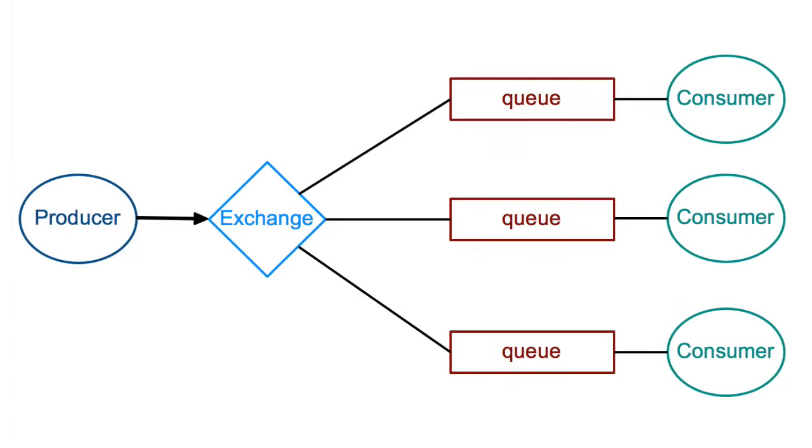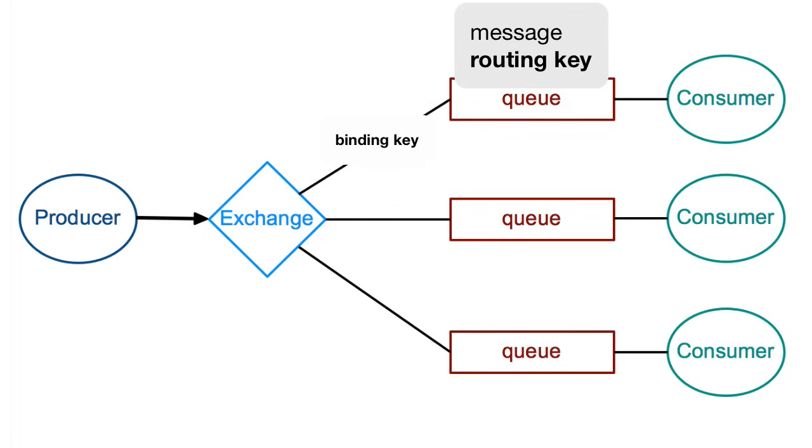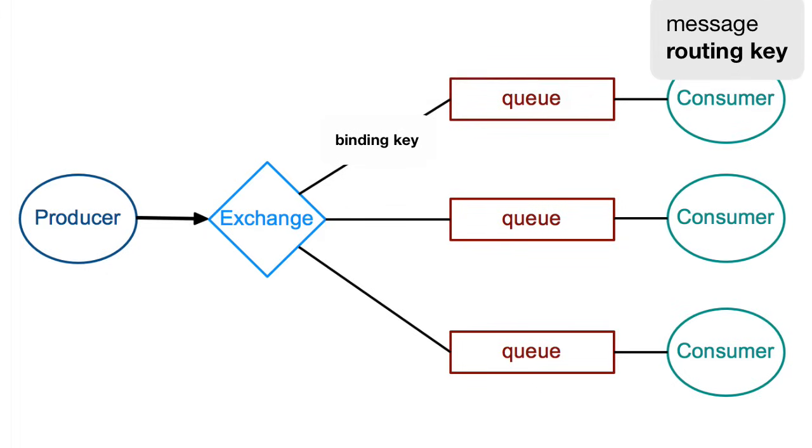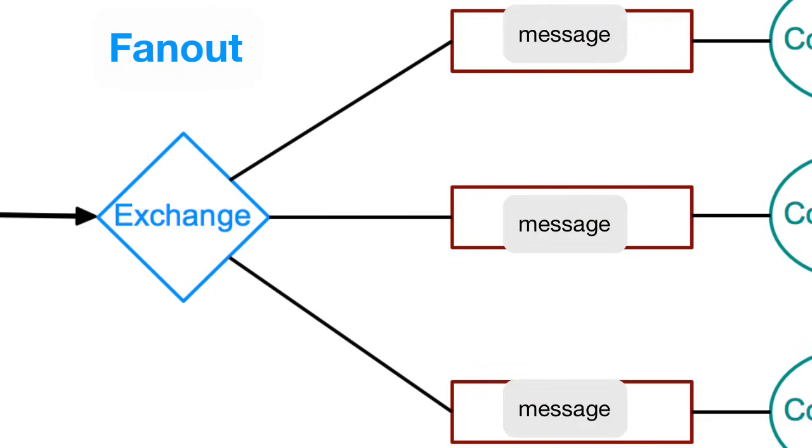To send a message, the producer needs to specify a routing key. How an exchange compares the two keys depends on the type of the exchange. The fanout simply ignores the routing key and sends the message to all the queues it knows about.